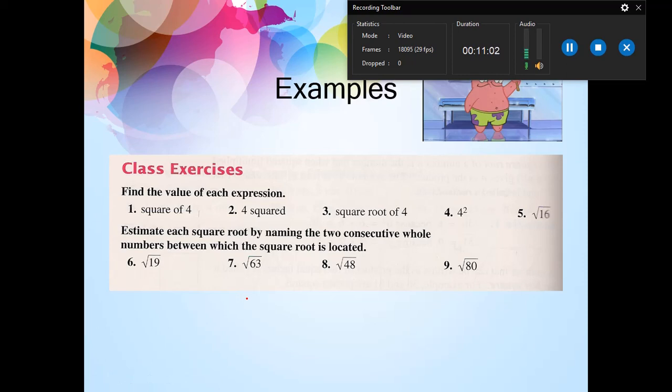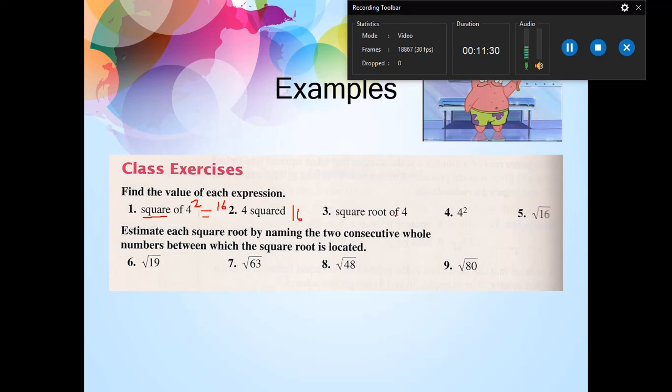Here's a few examples just to finish out the lesson. Watch the wording. When they ask for the square, they're asking you to do 4 to the second power, which means this is 16. In example number 2, it says 4 squared. It's the same as number 1. This is 16.